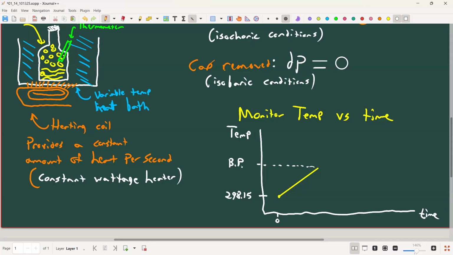So what we observe during boiling, we will say boiling takes a little bit of time. You know, boiling doesn't happen instantaneously. So during the period of boiling, the temperature is completely constant.